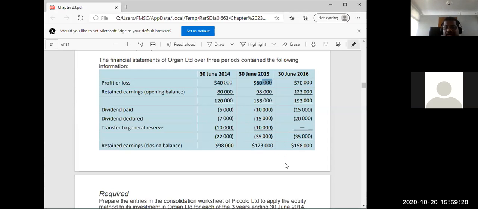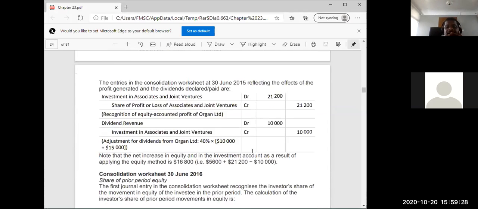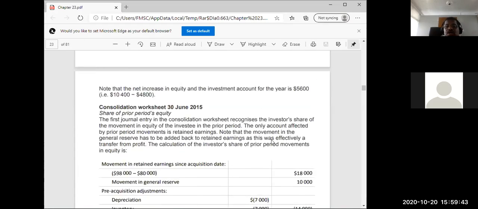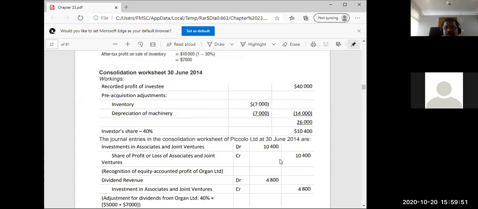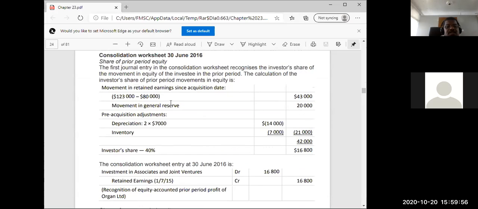Anyway, you take the opening retained earnings, as I told you, the difference. So the difference is very clear, no need of taking more time. 120,000 minus 80,000, that is 43,000. Is it clear? And you can remember the movement in general reserve here, 20,000. Why is it 20,000? Because it is 2 years: 10,000 here and 10,000 here. That is 20,000. So you take the 20,000, right? Movements in general reserve.